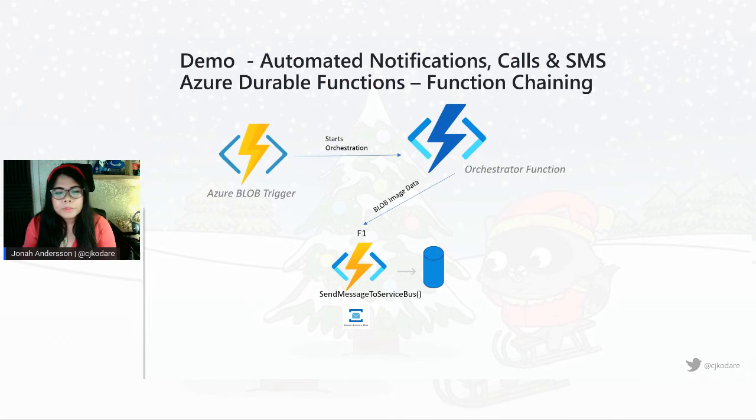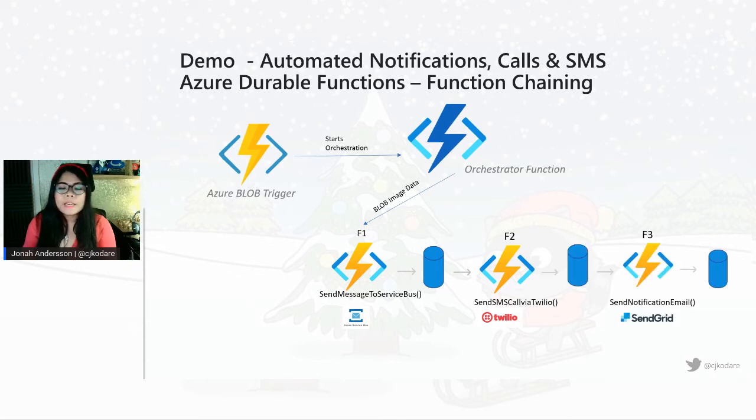And then what I do is I'm going to create a queue message and send that message to my Azure Service Bus. And then when it's done, I'm going to send an SMS and call via Twilio. And then send a notification email using SendGrid. So that's like the function chaining. I have 3 activities to chain after I upload an image to my blob, or Azure Storage.